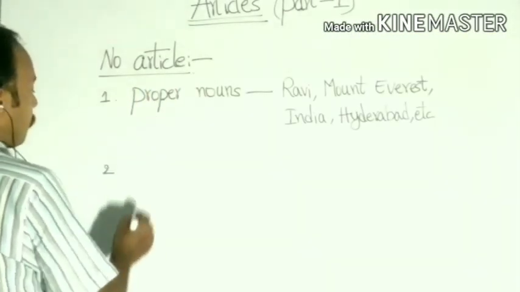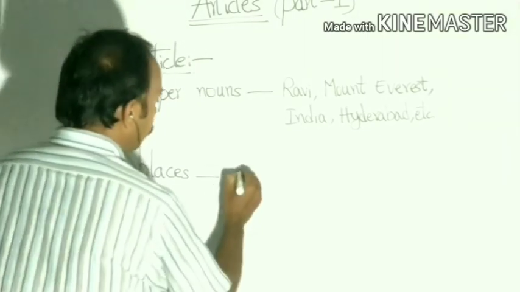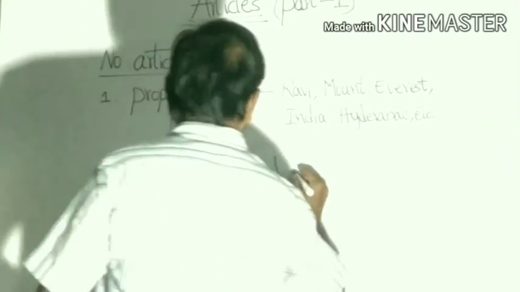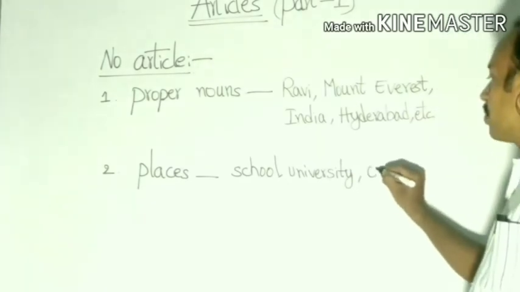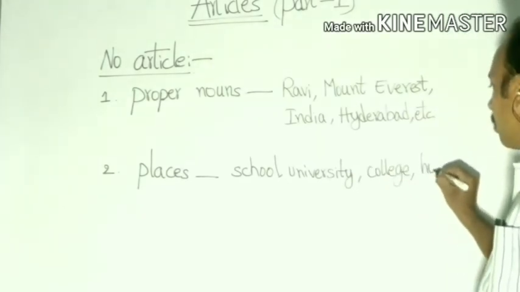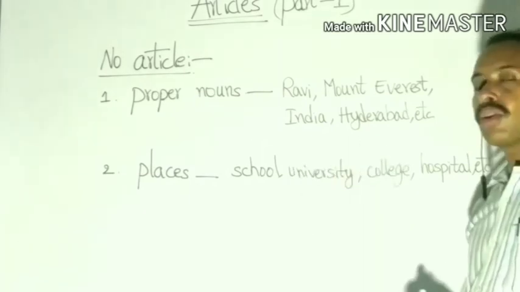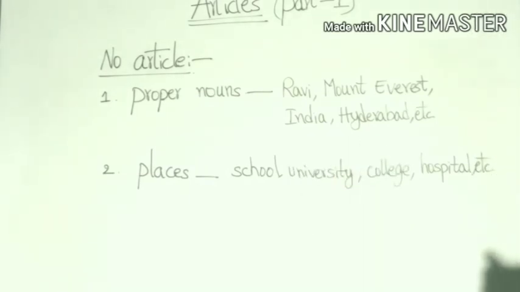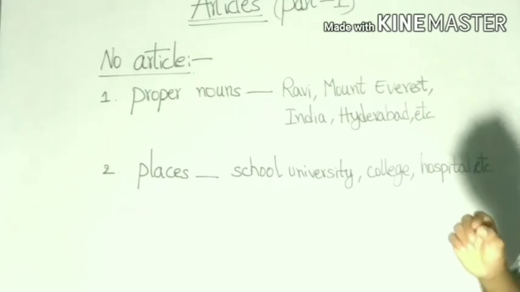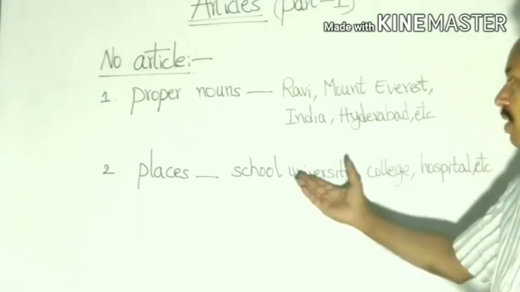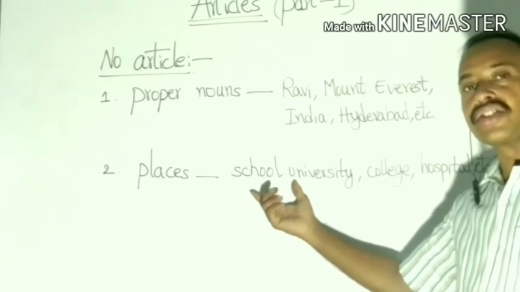Next point. Before some places like school, university, college, hospital, etc. So before these places, you should not use any article when you are going to those places for the primary purpose. Primary purpose means what is the primary purpose behind the establishment of a school? To impart education to children.